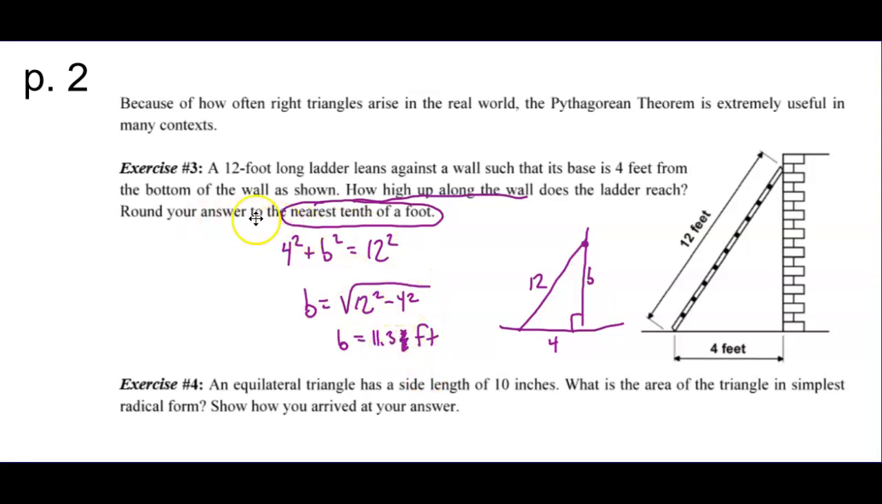So you notice how this one didn't say simplest radical form, and that's because we're looking at a context problem where radicals don't help that much. So you would want a decimal version of it if you were looking for a measurement. So that's why we have that there and not the radical form on that one.